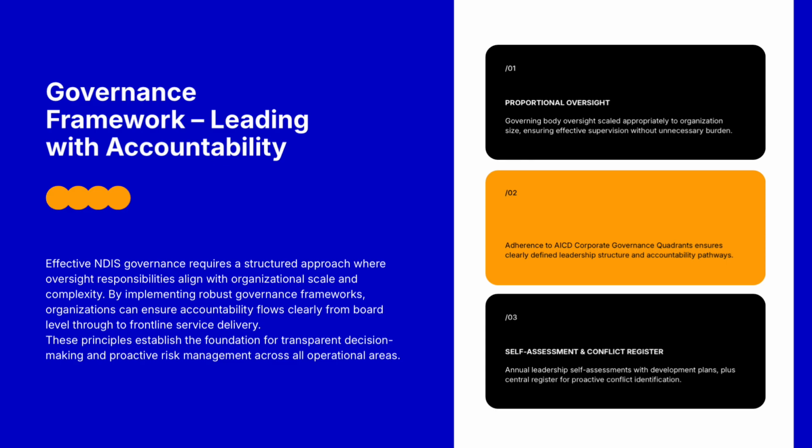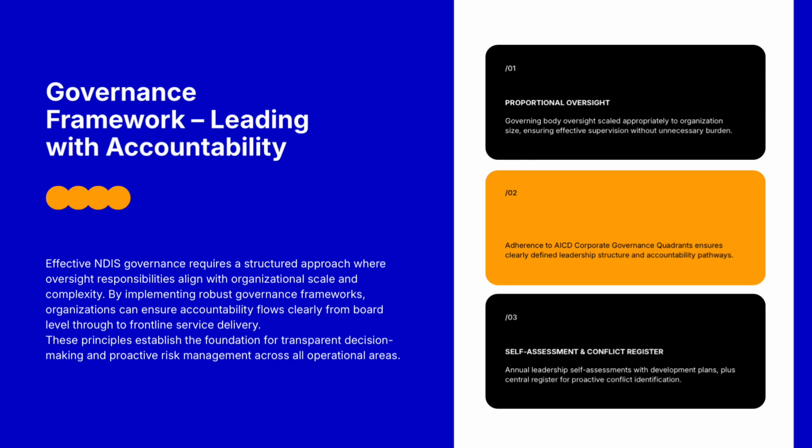Accountability begins with the policy on governance. The governing body assumes collective responsibility for steering the organization in alignment with the Australian Institute of Company Directors, AICD, corporate governance quadrants. This policy mandates that leadership competence is not assumed but systematically reviewed via annual performance self-assessments and structured professional development plans. Crucially, this policy governs the transparency of organizational decision-making.